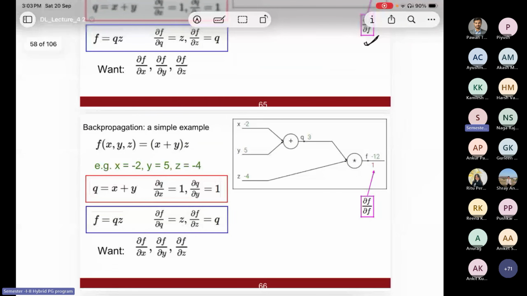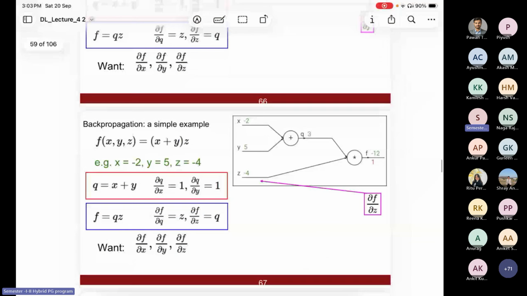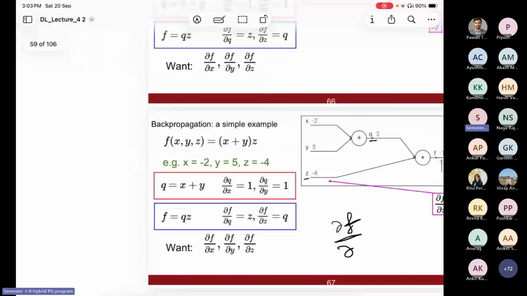Okay. So we got 1 here. Now we'll go back. So moving back means, if you just go back, we have two variables, q and z, and the function is f. So what do we need to find? We need to find del f by del z, and then del f by del q. So these two things we have to find.